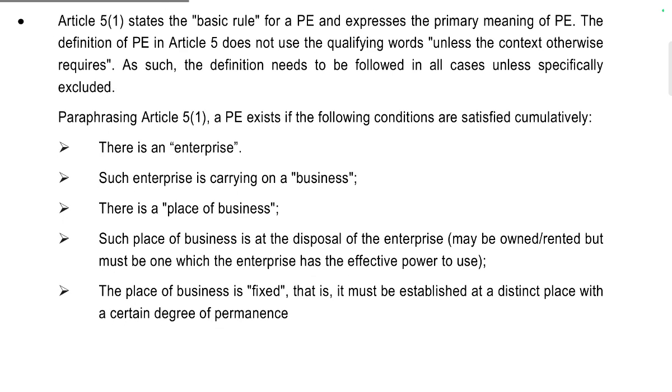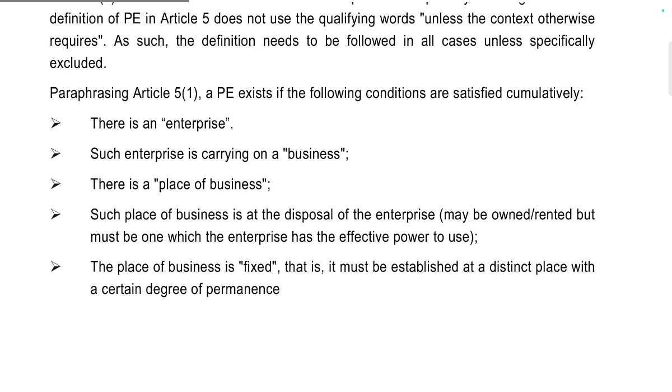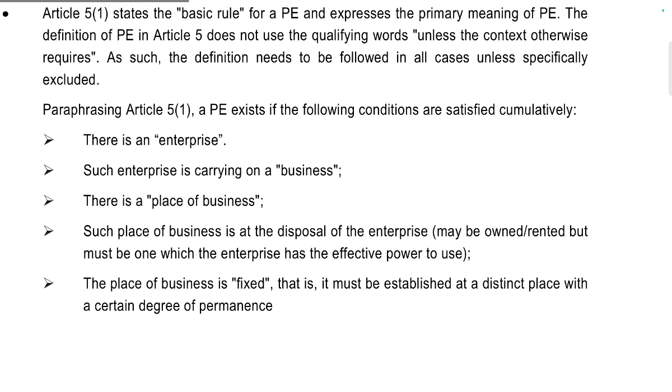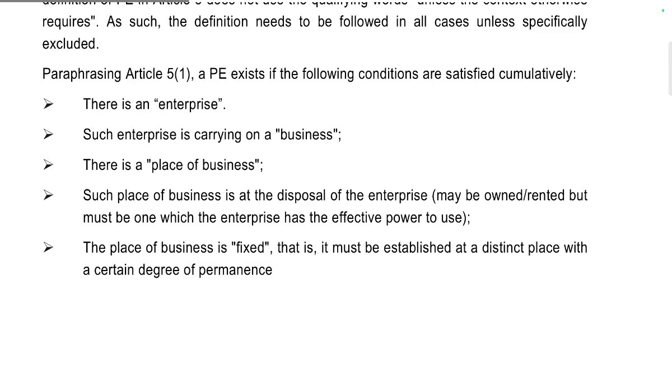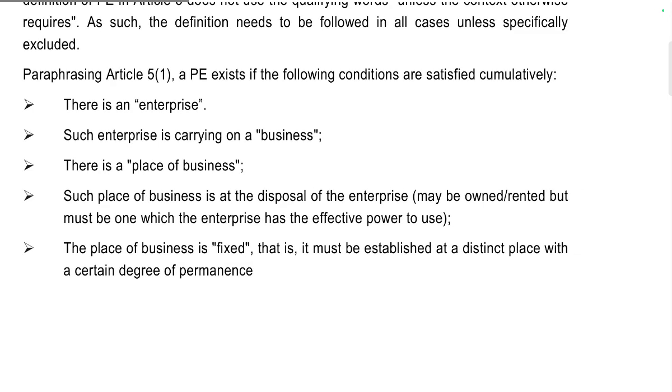Paraphrasing Article 5.1, a PE exists if the following conditions are satisfied cumulatively. There is an enterprise. Such enterprise is carrying out a business. And there is a place of business. Such place of business is at the disposal of the enterprise, whether owned or rented, but it must be one over which the enterprise has effective power to use.